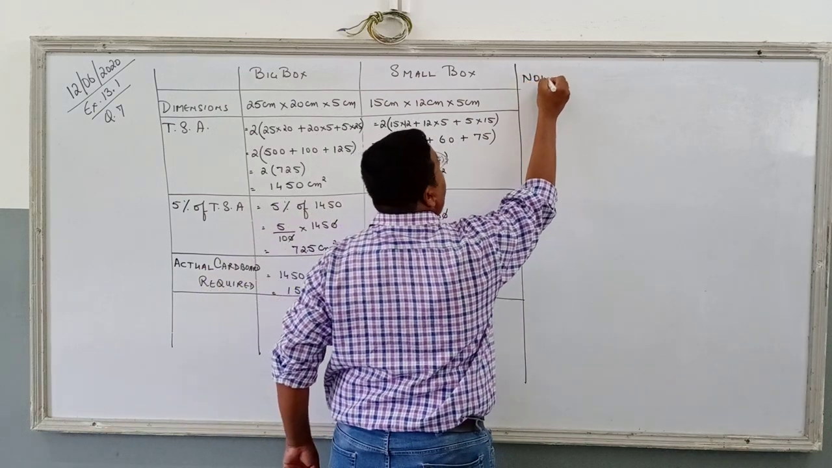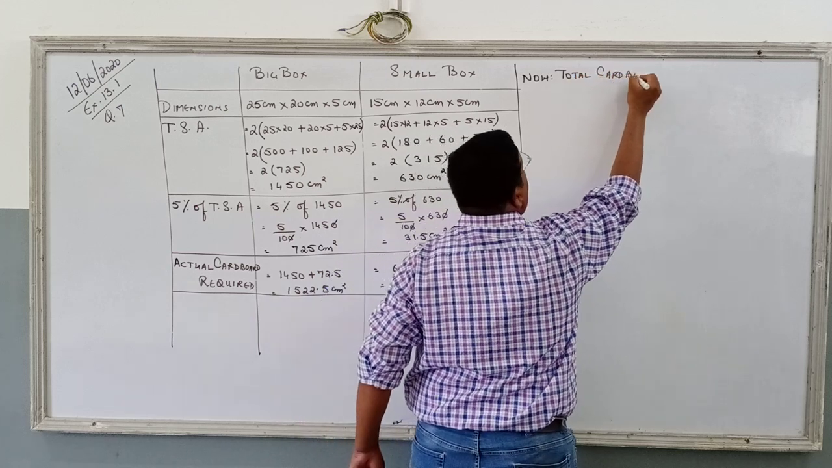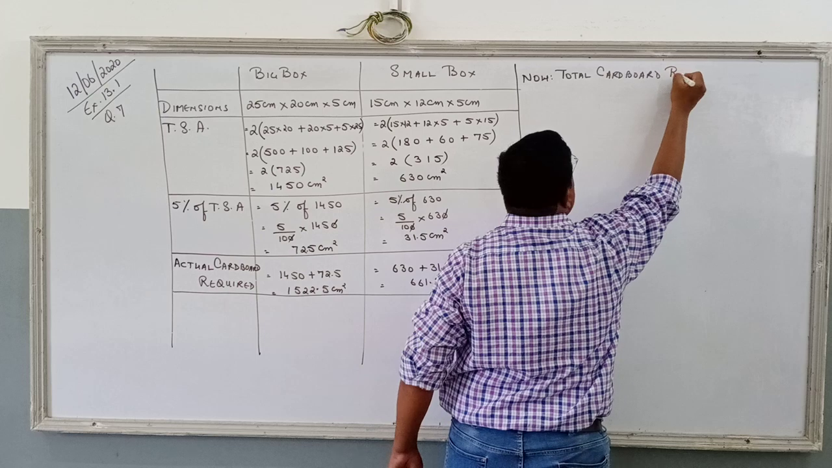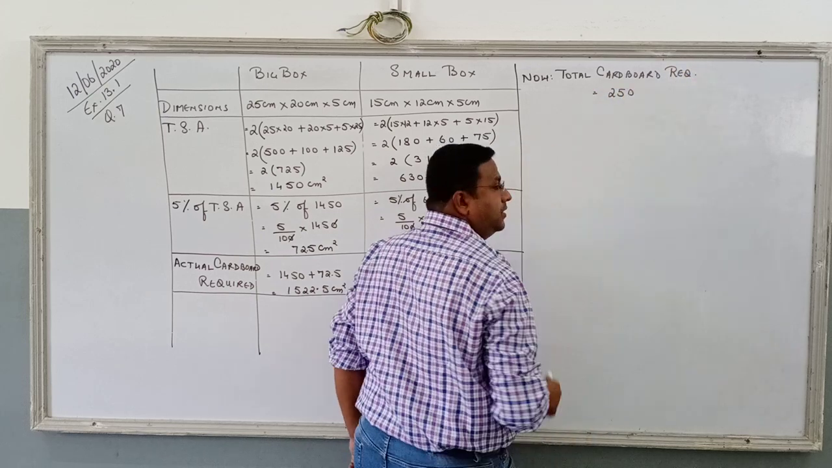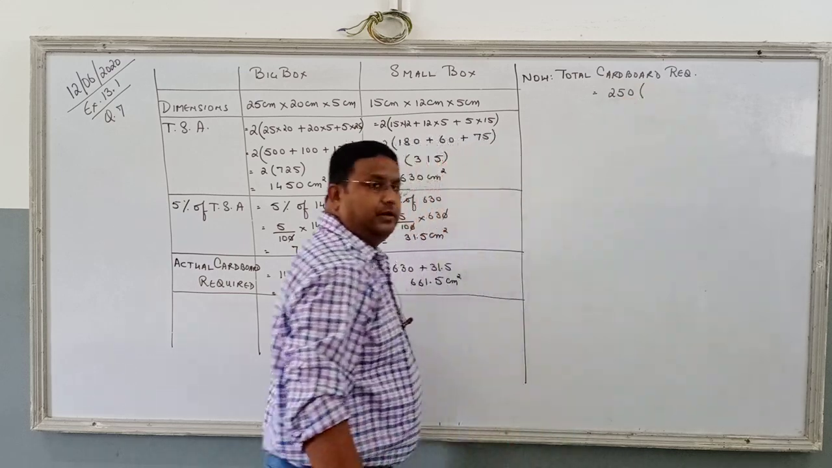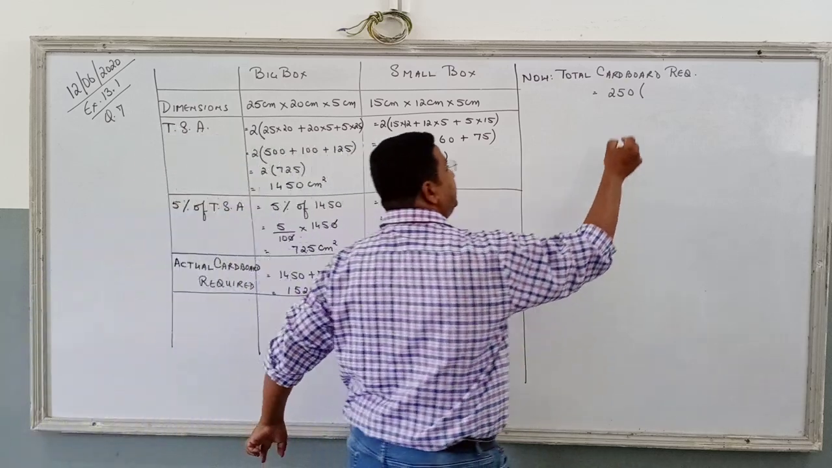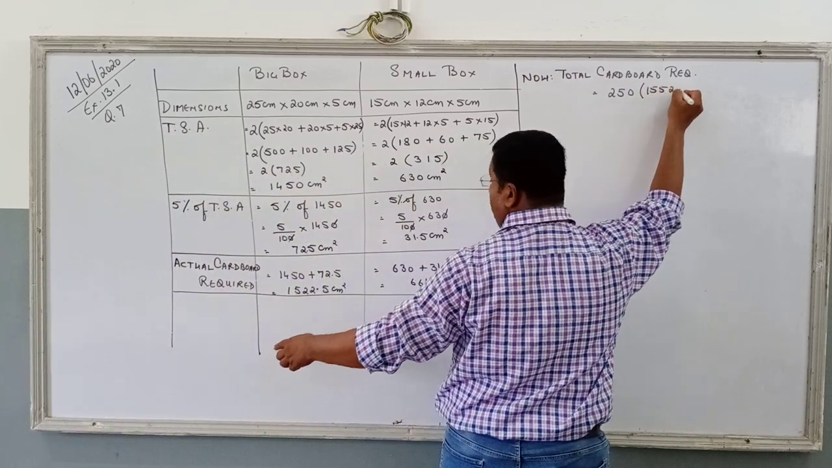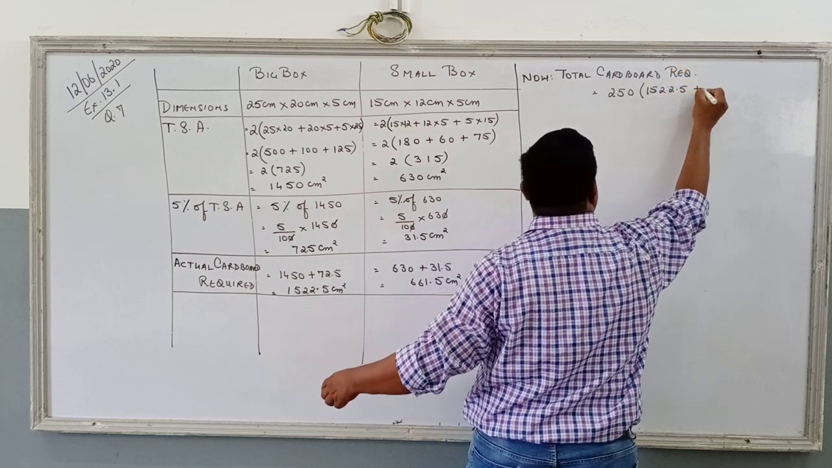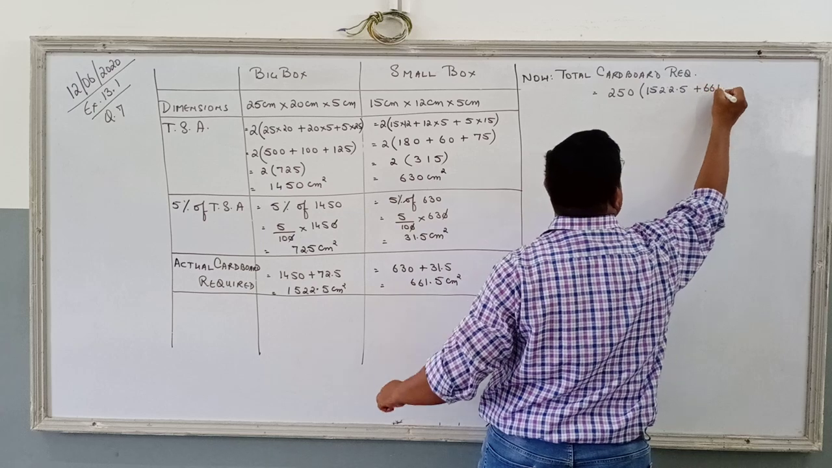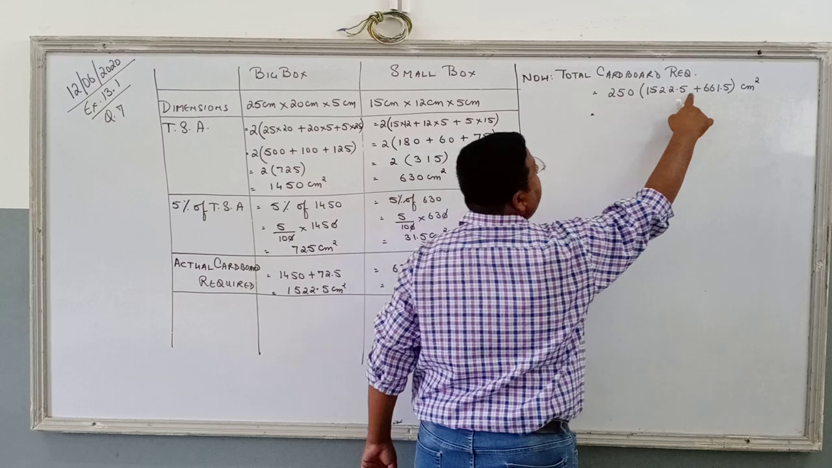Now, total cardboard required is equal to number of boxes, that is 250, multiplied by cardboard required for the bigger box plus cardboard required for the smaller box, that is 1522.5 plus 661.5 centimeter square. 250 boxes of each variety are required.